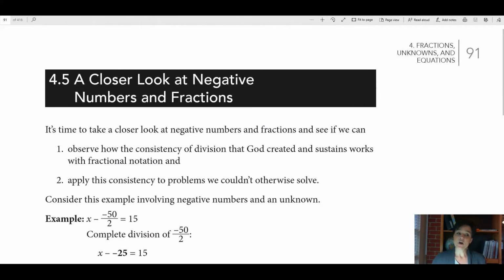Okay, let's go ahead and start with section 4.5. This is actually the last section in this chapter.